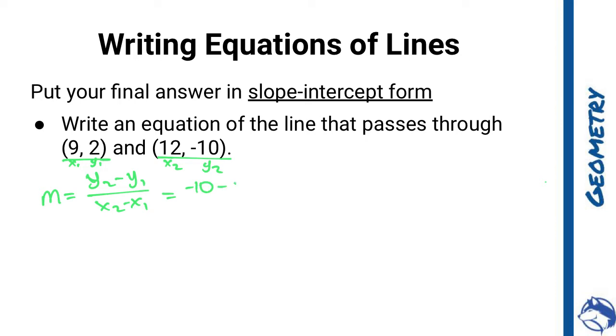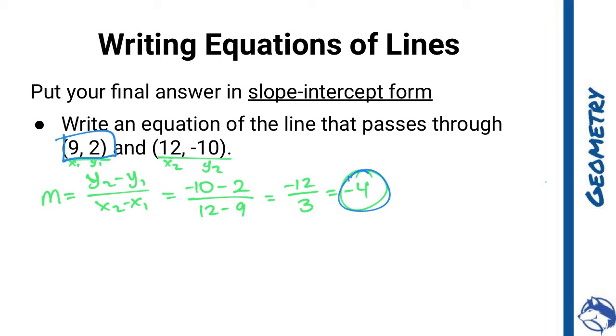So it's negative 10 minus 2. And then we've got 12 minus 9. So negative 10 minus 2 is a negative 12. 12 minus 9 is a 3. That will reduce down to a negative 4. So now we've got a slope and we've got a point.